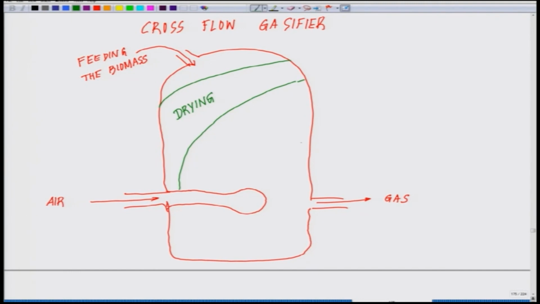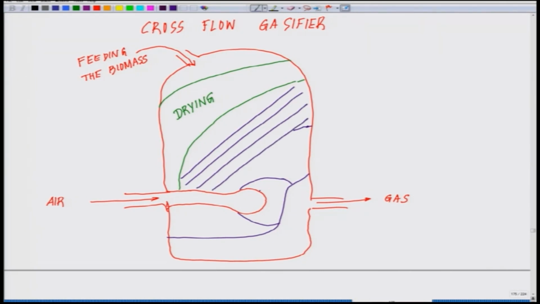Next is the distillation zone, for which I am putting a different color for your better understanding. This zone which I am now hatching in violet color is called the distillation zone.